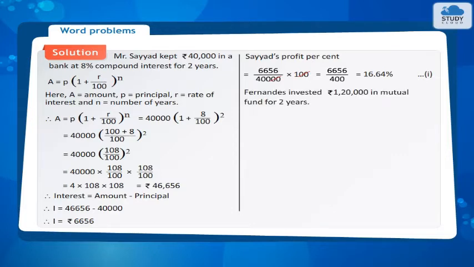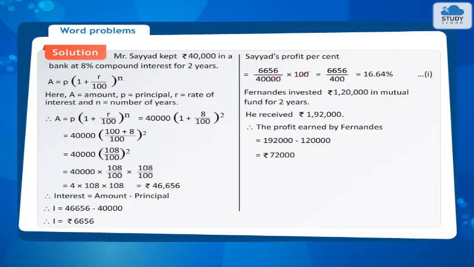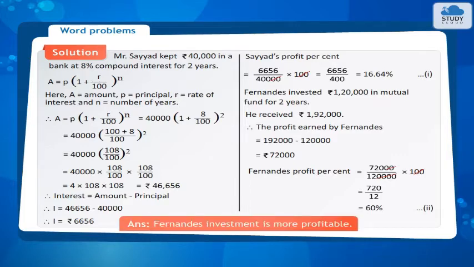Fernandez invested rupees 1,20,000 in a mutual fund for 2 years. He received rupees 1,92,000. Therefore, the profit earned by Fernandez is equal to 1,92,000 minus 1,20,000 is equal to rupees 72,000. Fernandez's profit percent is equal to 72,000 upon 1,20,000 into 100 is equal to 720 upon 12 is equal to 60%. Answer. Fernandez's investment is more profitable.